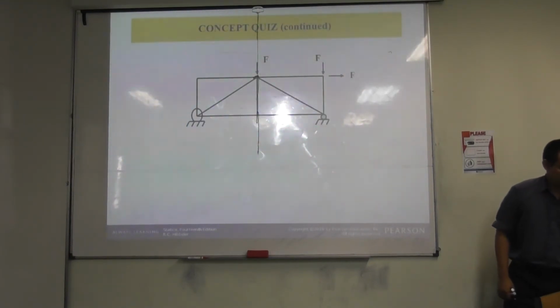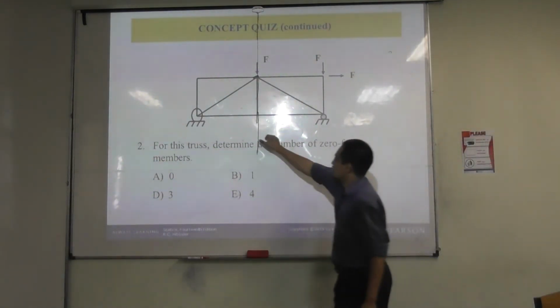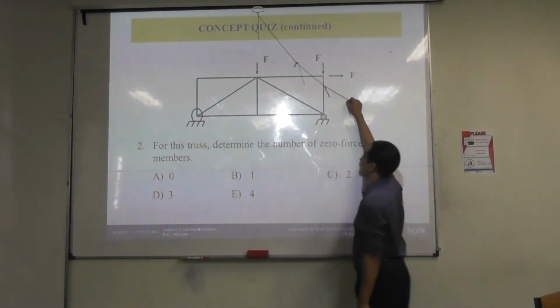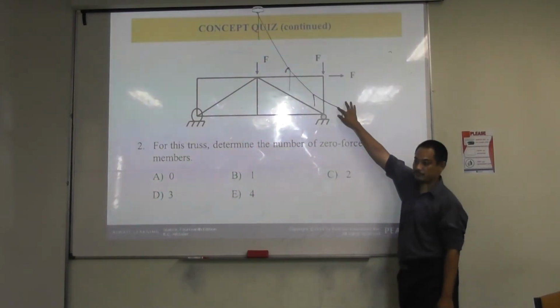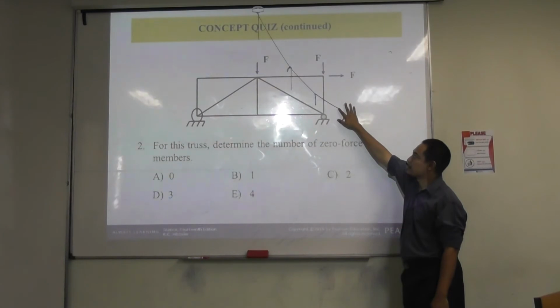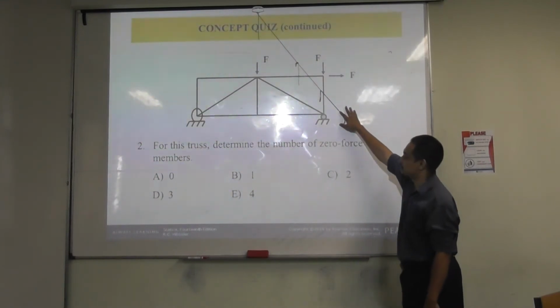Alright. How many zero-force members can you see here? Okay, there's a member here. How many in total? Someone says 1, someone says 2, or maybe 3? Which one? Don't just guess numbers.